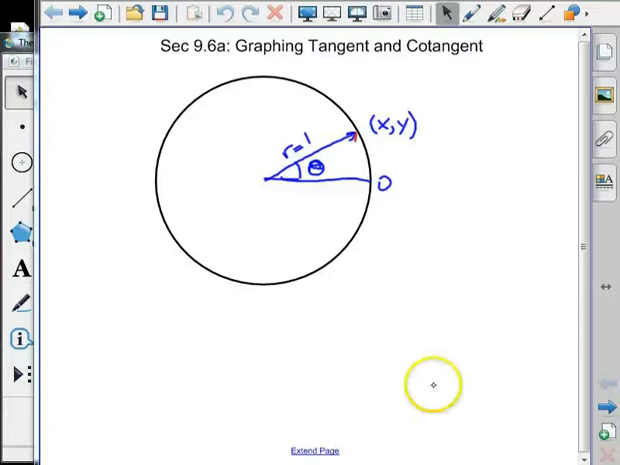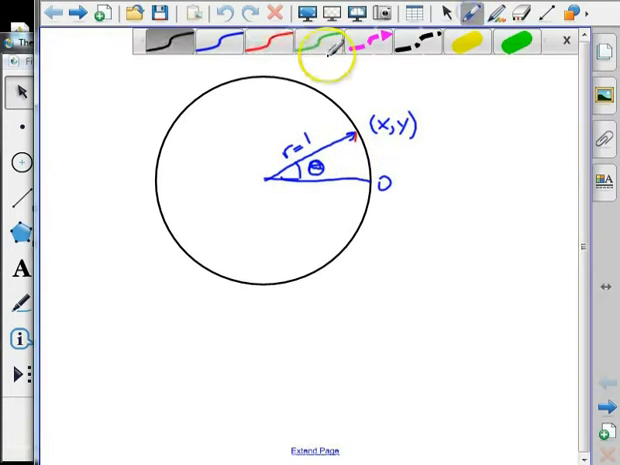Okay, in this podcast or screencast, we're going to learn how to graph the tangent and cotangent functions. And we're going to review what tangent is based on the unit circle. So I've got a unit circle with a radius of 1. The terminal side of angle theta is at point x comma y.